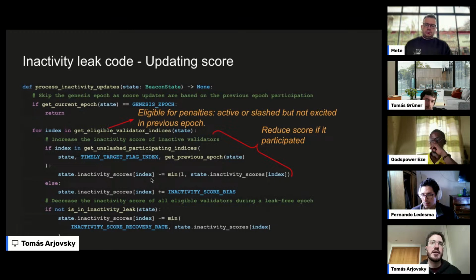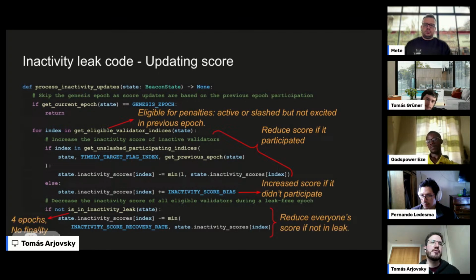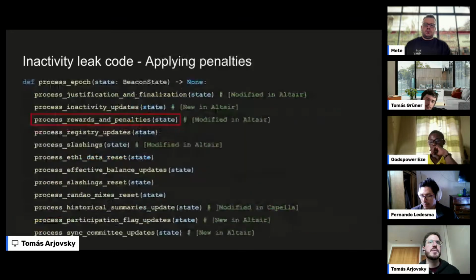In any other case, like if they didn't participate, then we will augment that in four. This always happens, but aside from that, we also check what happens if there's an inactivity leak. If we are outside of an inactivity leak, which is 4 epochs without finality, then we'll reduce everyone's score by 16.